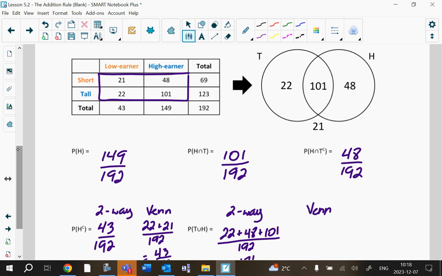Just add all the talls together. Like if we added all these together, but remember when I did that, I double counted the 101, so I have to take it away. You do have to be familiar with how to do that. But again, we could just do 22 plus 101 plus 48. And again, we get 171 over 192. Okay.